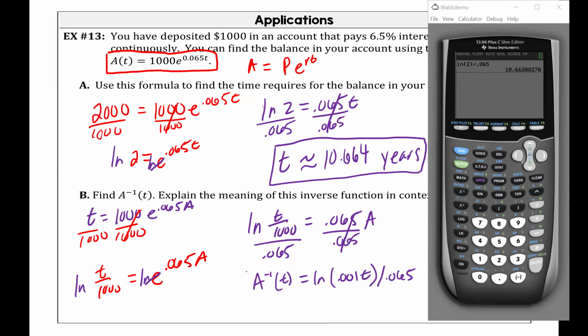Okay. Why would I want to use the inverse instead? Anyone? What am I now saying you're giving me?